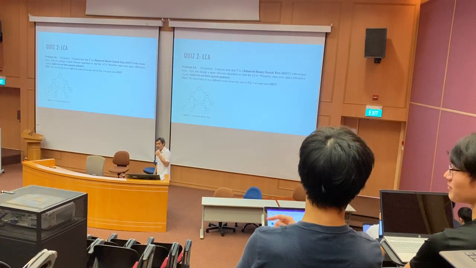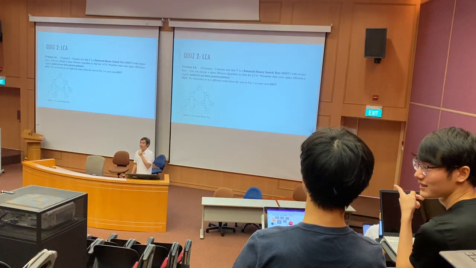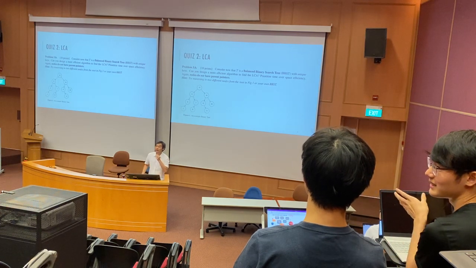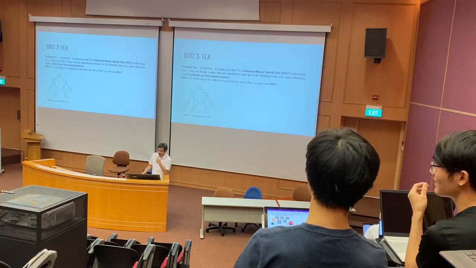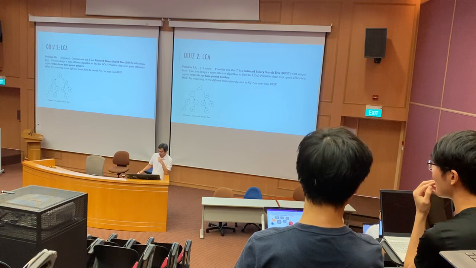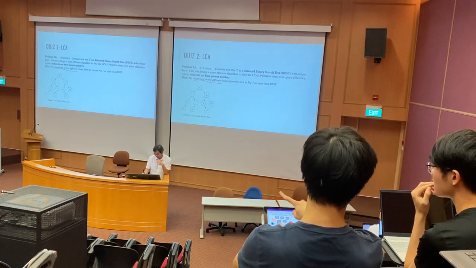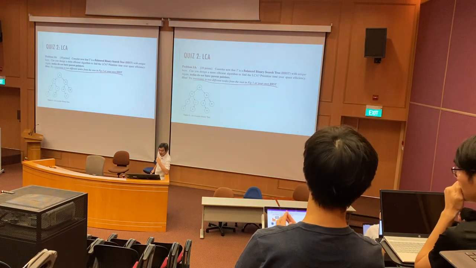Now, for balanced binary search trees, there's a lot of order in your balanced binary search tree. So you can exploit that to some degree. Now I give you a hint here. Try traversing two different nodes. All right, so let's try that.